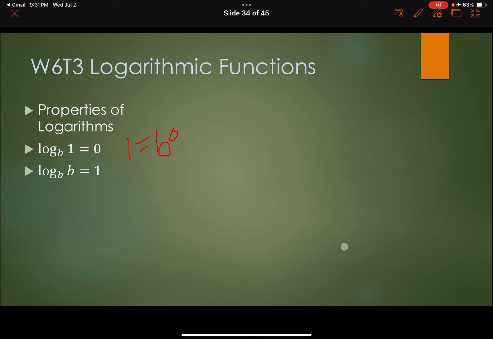If you have log base b of b, so if the inside number and the base are the same, then the result's going to be 1. Okay, and that's because we'd have b equals b to the first, right? Same thing. The log base b of b to the x is equal to x. And so what you can really think in that situation is that these two b's cancel, and that's where you get the x left over. That's kind of how I think through that.